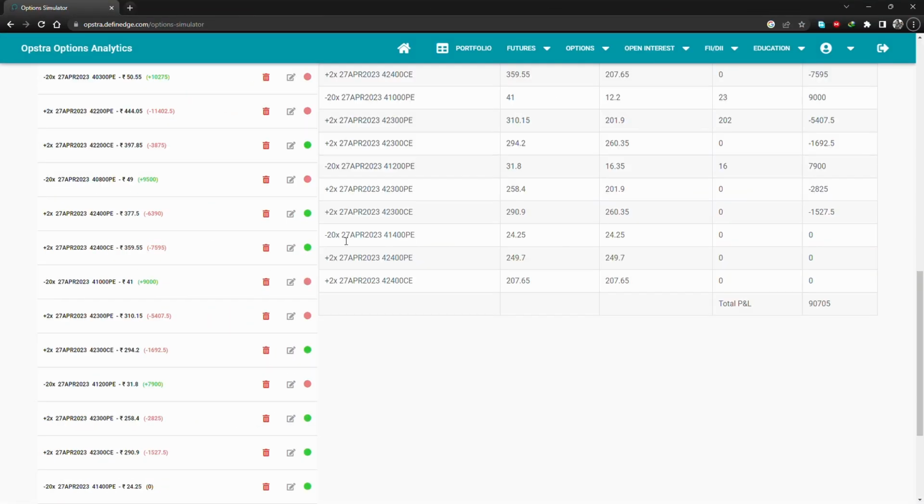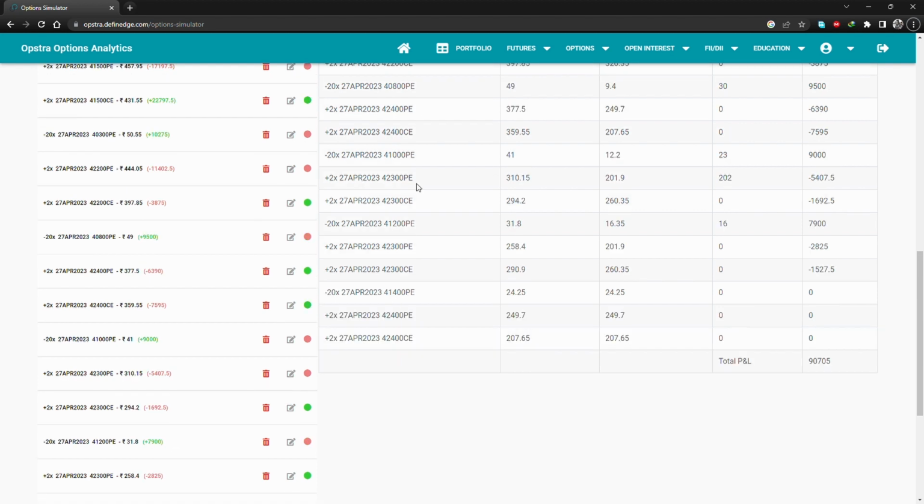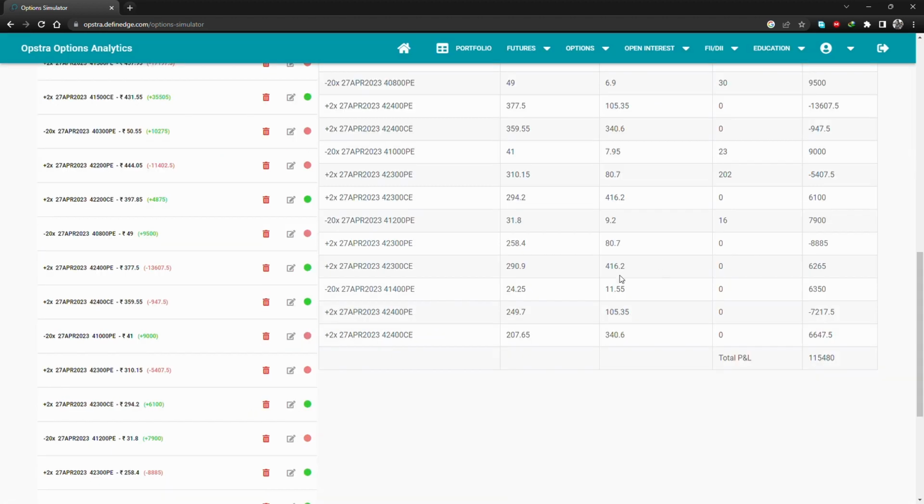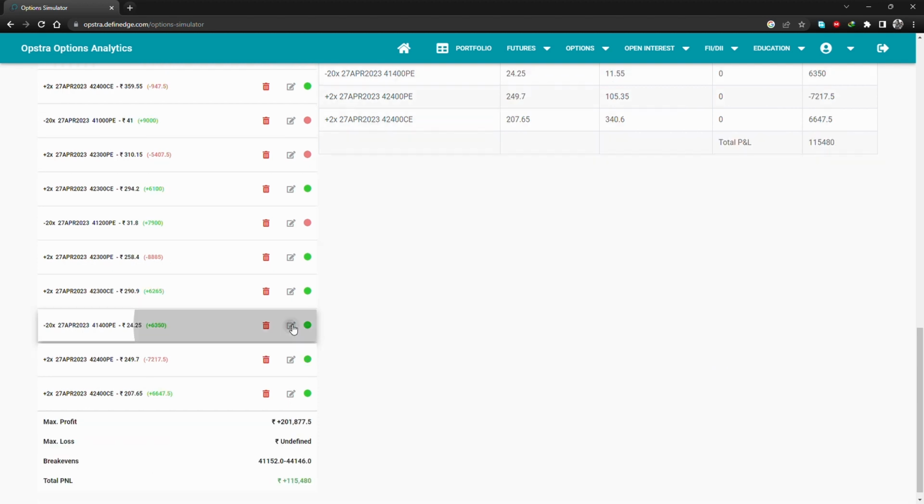I already sold a put option of 20 lots at the strike price of 41,400 and this is the premium. Same goes for the call buy option. I already bought two lots on each side, as well as I squared off this put option as per our rule number 2. Now moving on further with our next day. As you can see, the premiums are very low, so I am going to square off this position and follow rule number 2.